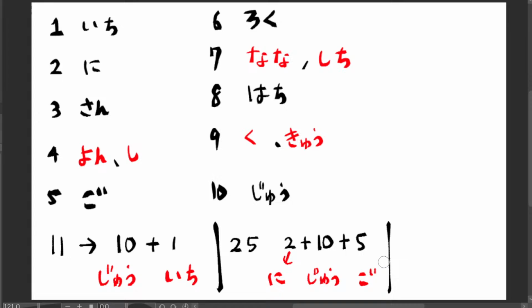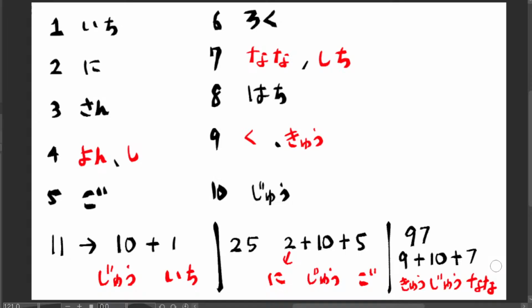Okay, and what else? Let's say 97. So how do you say it? 9 plus 10 plus 7. It'll be kyuu or ku. Usually I say kyuu. Kyuu plus 10, it is juu. And then 7 is nana or shichi. So I'll just say nana. So you read 97 as kyuujuu nana. Okay, so this is the same until 100 and above.